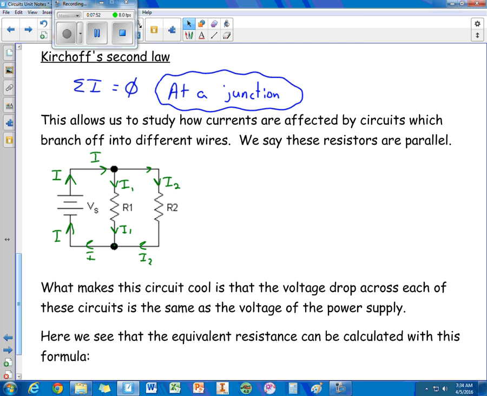So, on to Kirchhoff's second law. Here we see we have a junction, so I'm going to look at that one. Sometimes they're called nodes. And I would see that I minus I1 minus I2 equals 0, or I can say that I equals I1 plus I2.